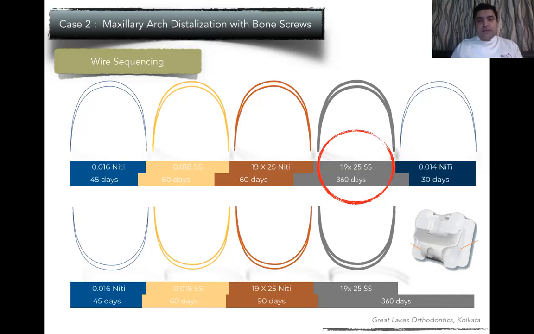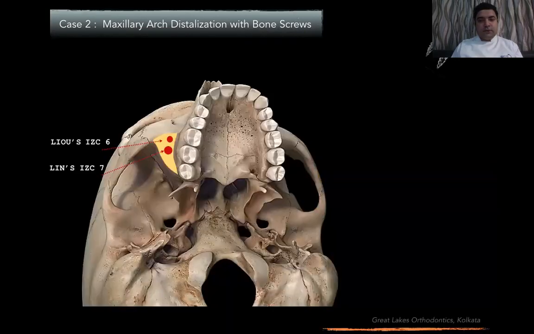So the working arch wire in this case is a 19x25 SS, which is also a posted wire, or you can use a crimpable hook also. But the height of the hook has to be kept at the level of the infrazygomatic bone screw so that you get translation of the maxillary dentition. Now, the first step after leveling and alignment is to place the infrazygomatic bone screw. It's not in the scope of this presentation to show how it's placed, but we'll have a brief about it.